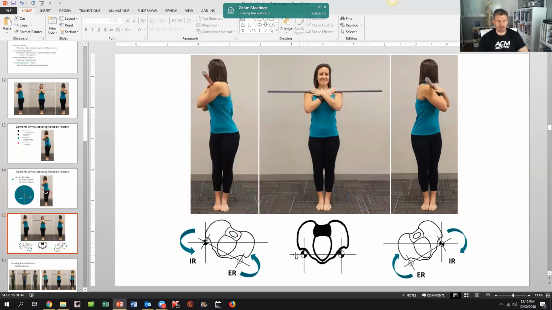This is just another way of looking at it. Standing straight ahead, the pelvis and hip sockets are square, perpendicular to the way you're facing. When you turn to the right, the left femur is externally rotating. I hope you can understand that.